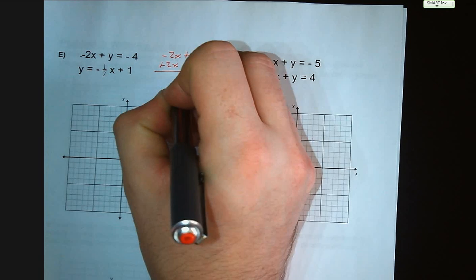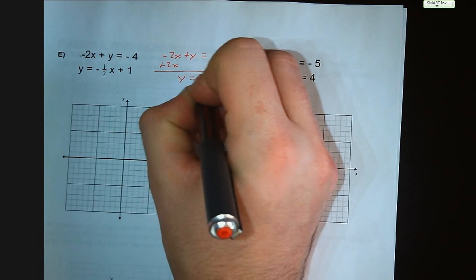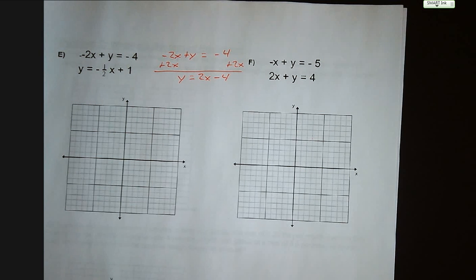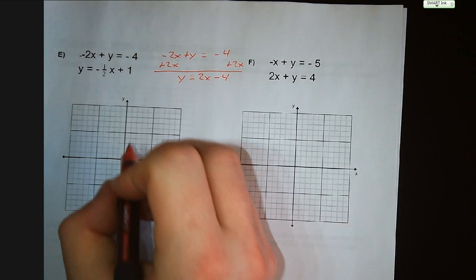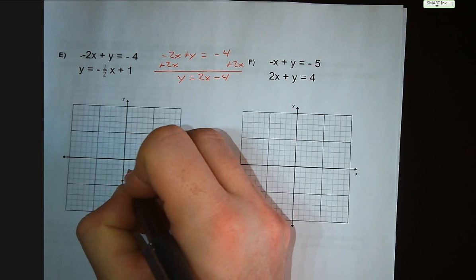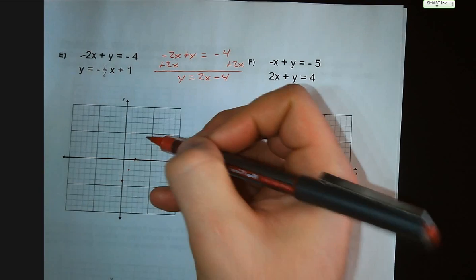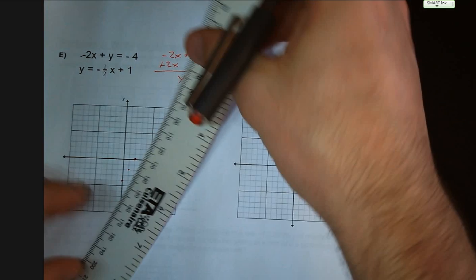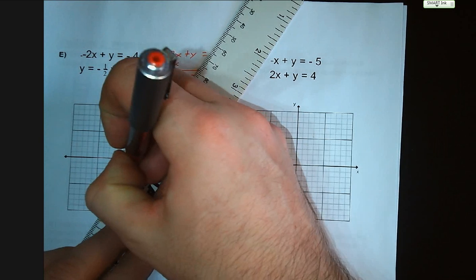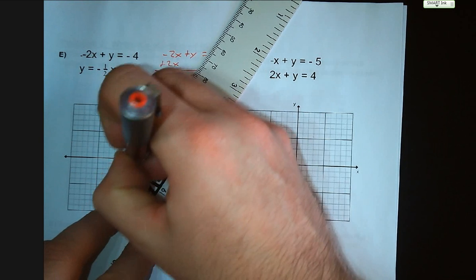And y is equal to 2x minus 4. So we have a y-intercept of negative 4 and a slope of positive 2. So we're going up 2 and over 1. Ooh, that's not that straight.